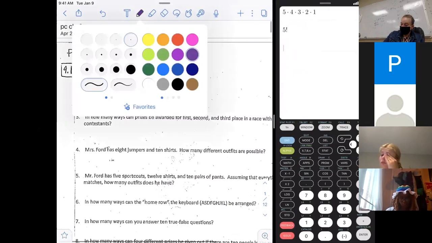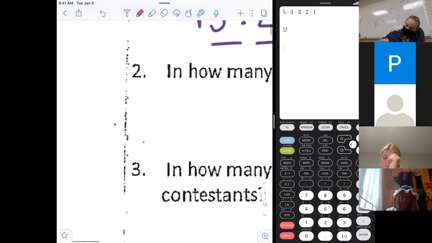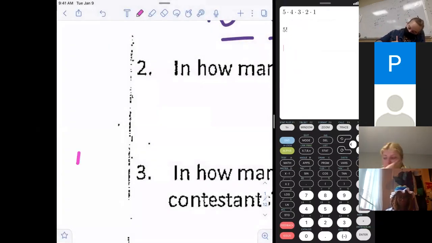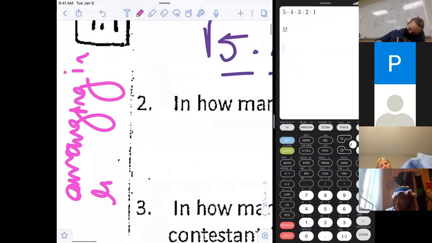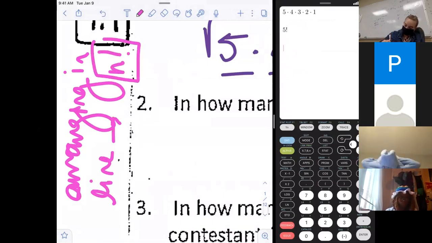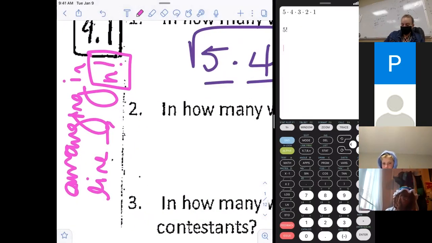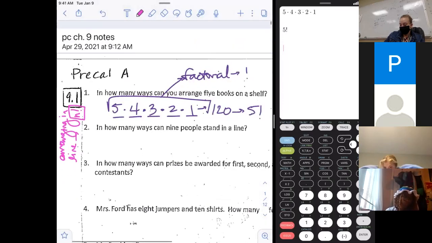Anytime we're doing something with arranging, I'm just going to make a little note off to the side. I'm going to do this regularly throughout. If we are arranging in a line, you're going to do that number factorial. If I say arranging, you're doing factorial.